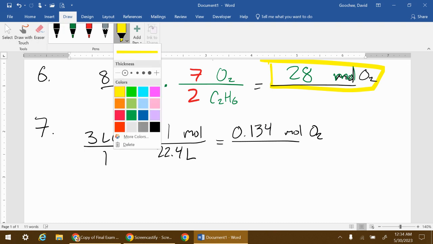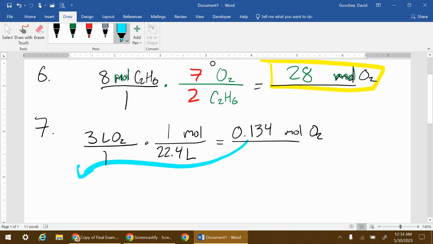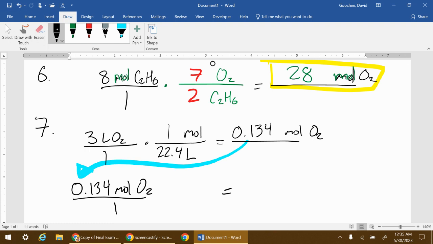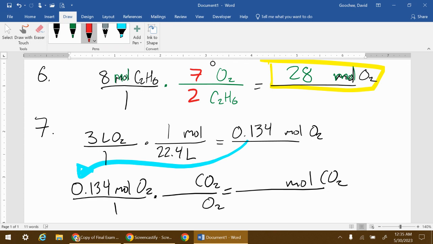So we've got that number right there. That's how many moles of oxygen we have. Now we have to figure out, if we have 0.134 moles of O2, how many moles of CO2 is that going to produce? So out of O2 into CO2, and we go to the balanced equation.